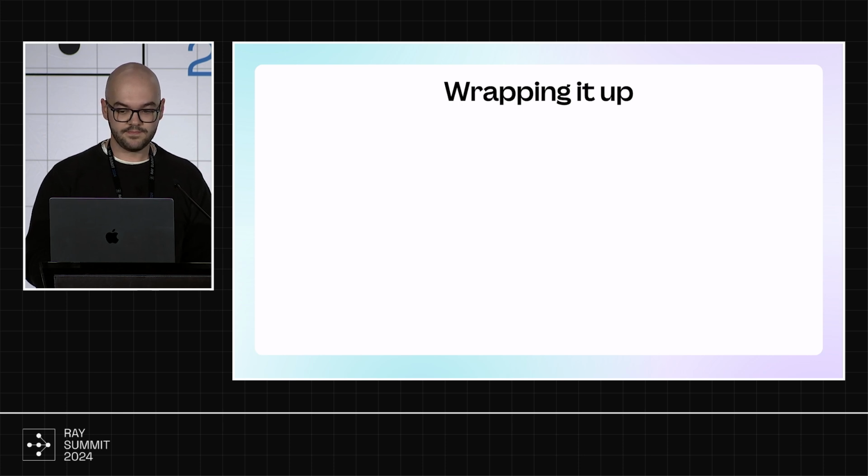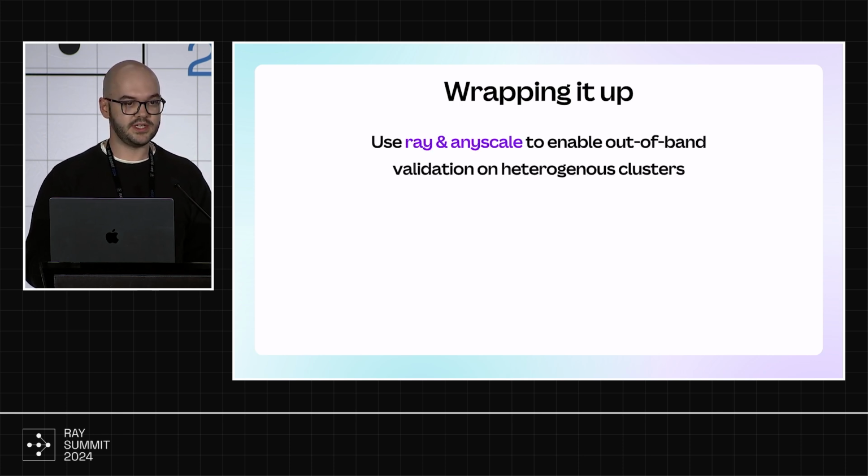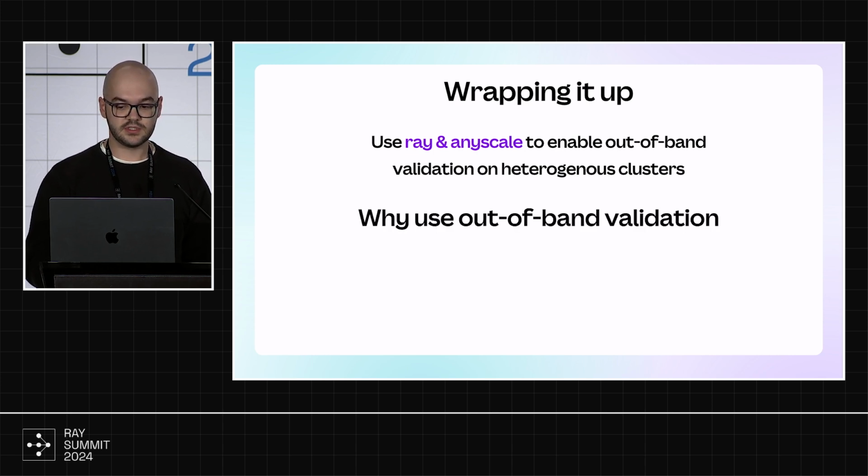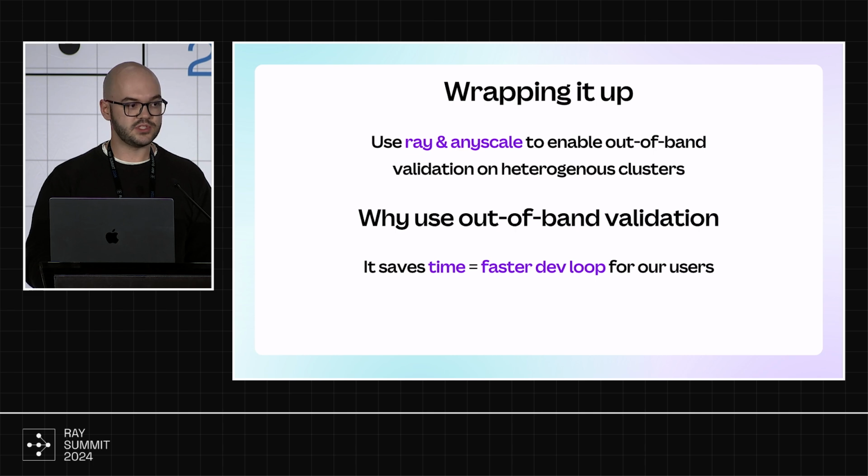And to wrap up, we used Ray and Anyscale to enable out-of-band validation on heterogeneous clusters. Why did we use it? Because it saved time, which meant a faster dev loop for our users, and the cost didn't increase. In fact, it was cheaper.